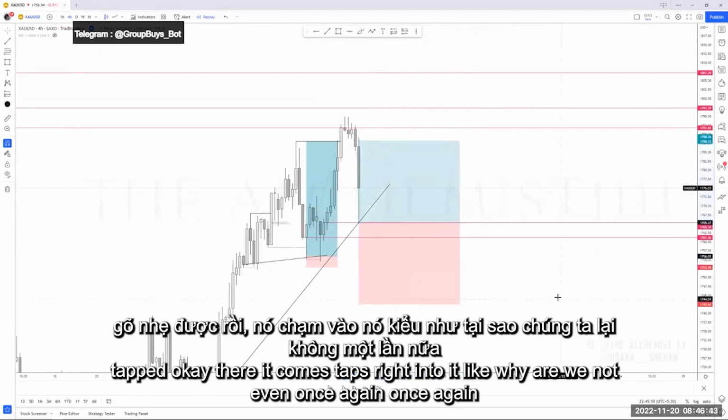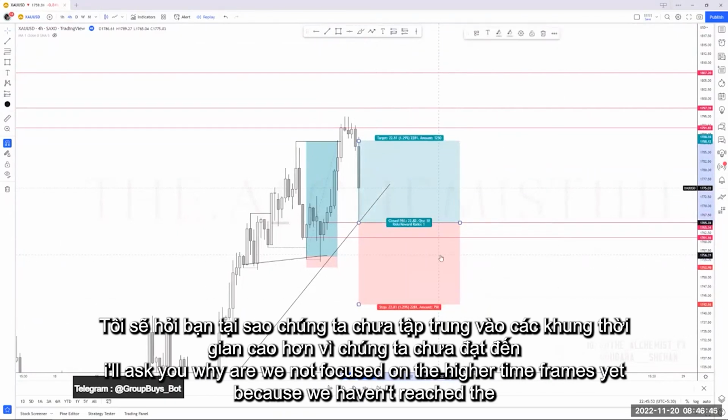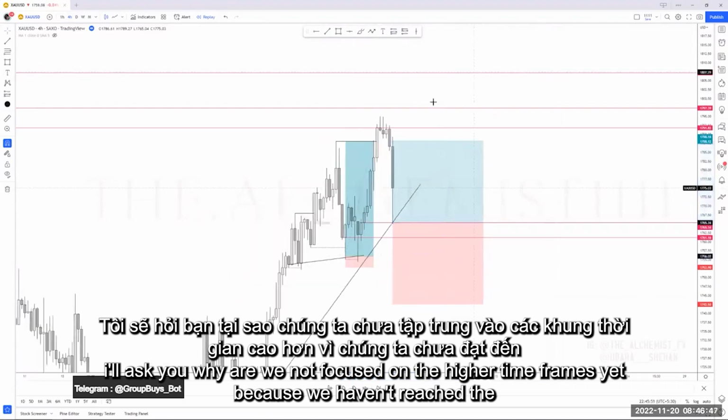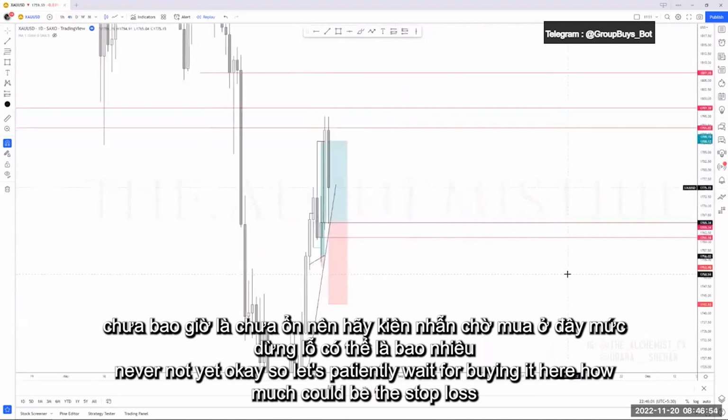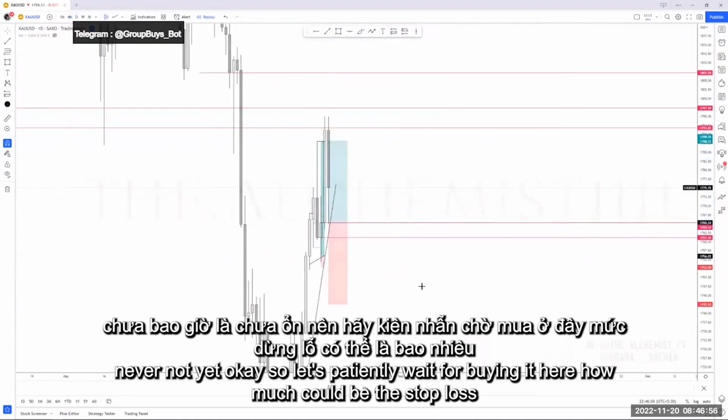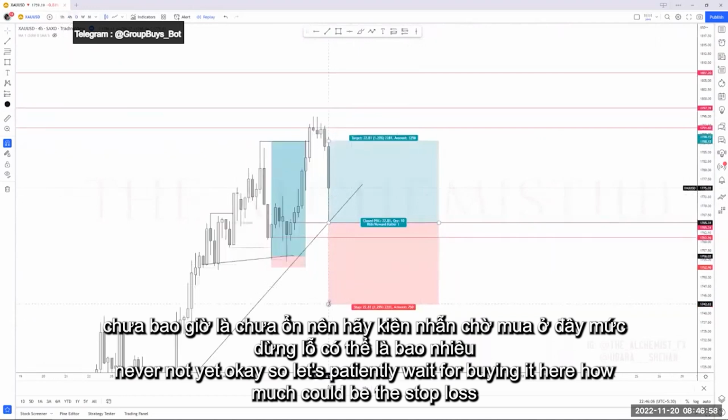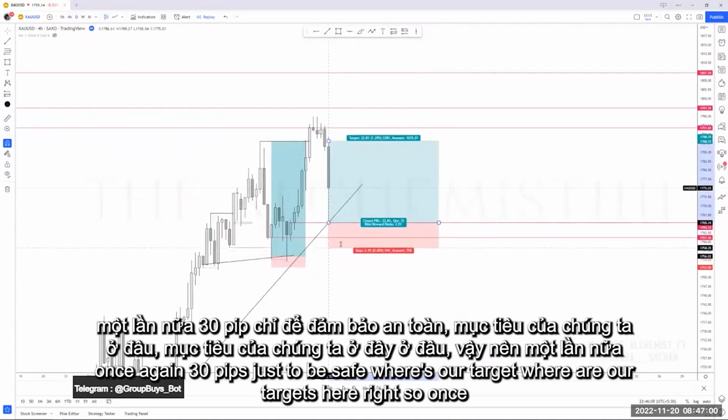Once again, I'll ask you, why are we not focused on the higher time frames yet? Because we haven't reached the higher time frames yet, the monthly levels. Can you see that? See, daily has never broken structure. Not yet. So let's patiently wait. We're buying it here. How much could be the stop loss once again? 30 pips, just to be safe.